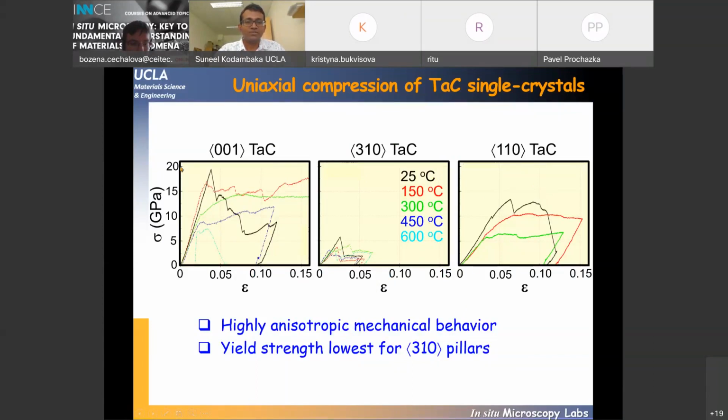What is noticeable is that all these plots are plotted to the same maximum in the yield stress. The strength, or the point of deformation, for the same tantalum carbide is highest for 001 oriented crystals when they're compressed along 001, and they're lowest for 310 oriented crystals. So 310 oriented crystals are softer under compression compared to 001 oriented crystals at any given temperature.